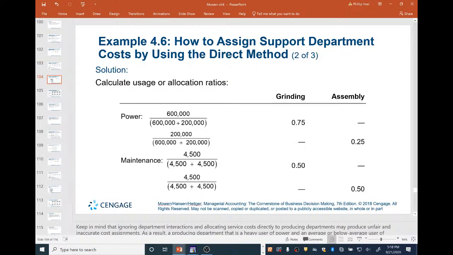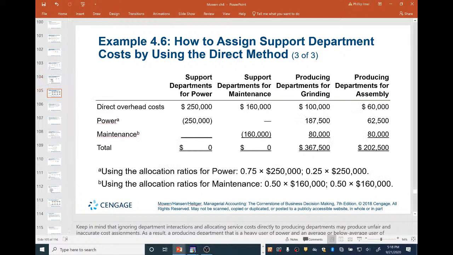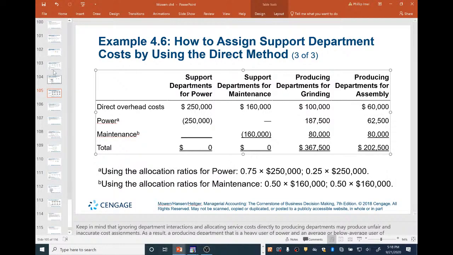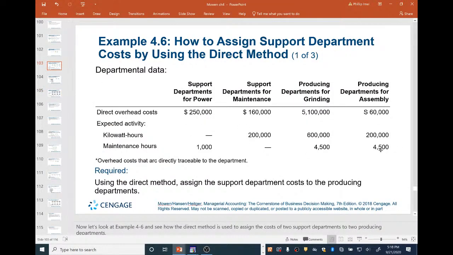So once again, that's how we get the ratios. And then how we move them over is just the ratios multiplied by the number we're moving. In this case, for the power, 250 times the 0.75 for the grinding, 250 times the 0.25 for the assembly, the 160 times the 0.5 for grinding, and the 160 times the 0.5 for the assembly, because they're both equal up here, 4,500. So they're both at 0.5.